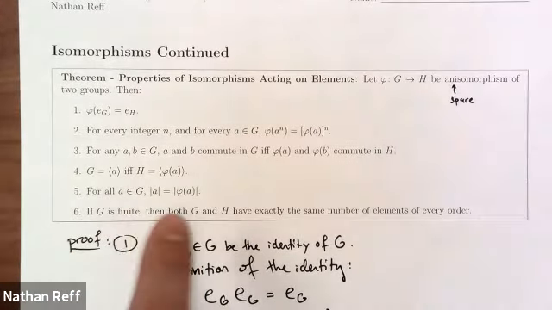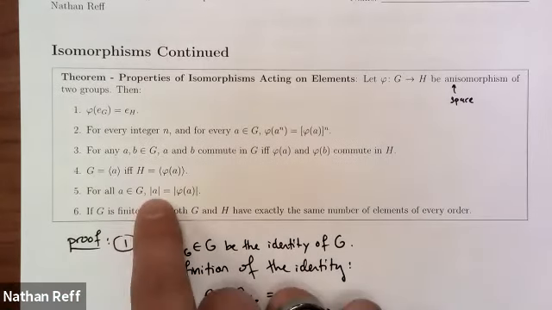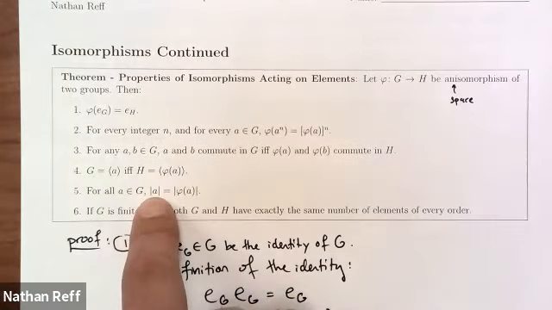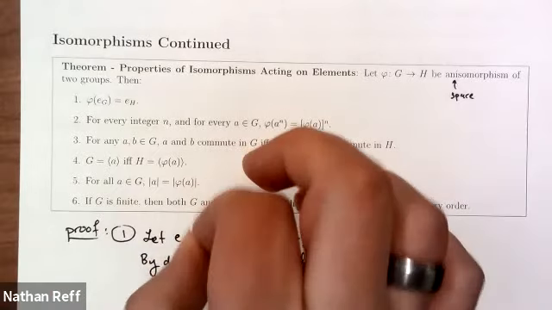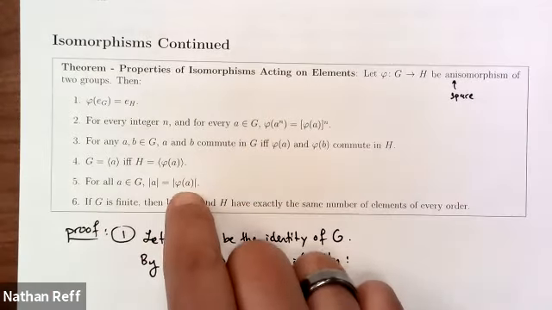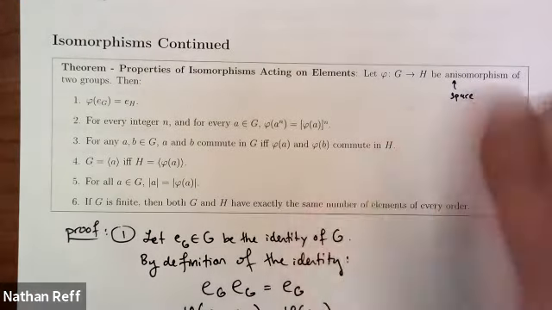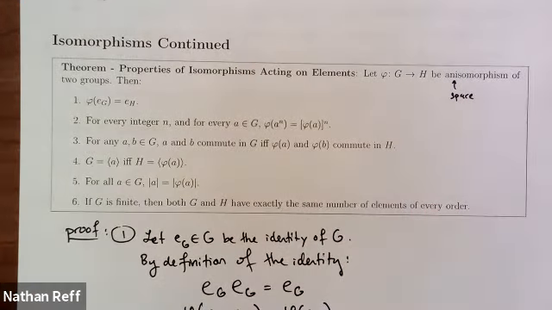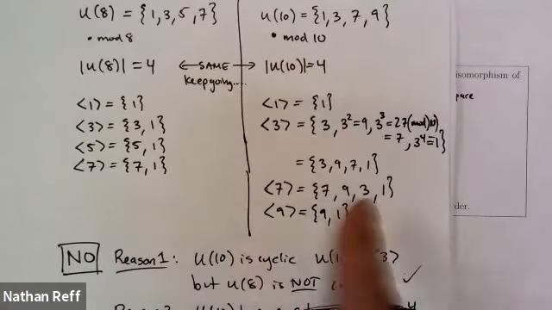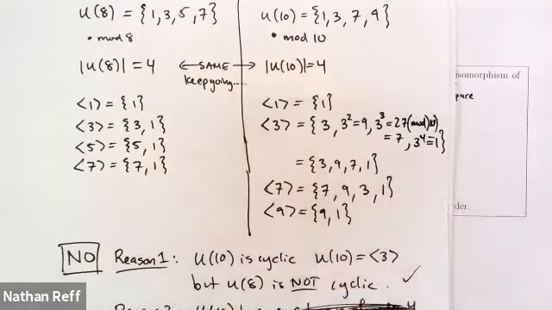Isomorphisms preserve orders. Whatever the order of a is, the isomorphism you build has to send it to an element that has the same order. That fact is actually quite useful. For example, let's say you wanted to build an isomorphism between these two groups. It doesn't exist, but let's say you did want to.